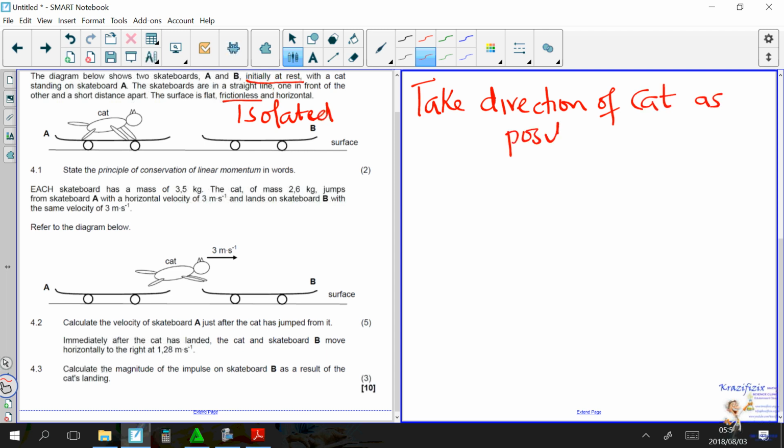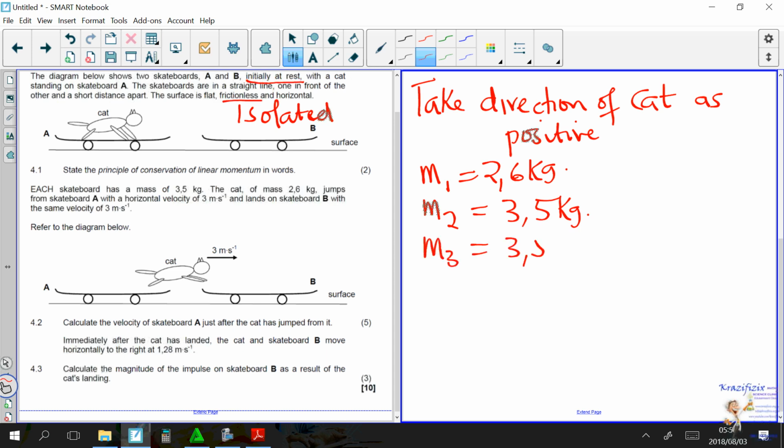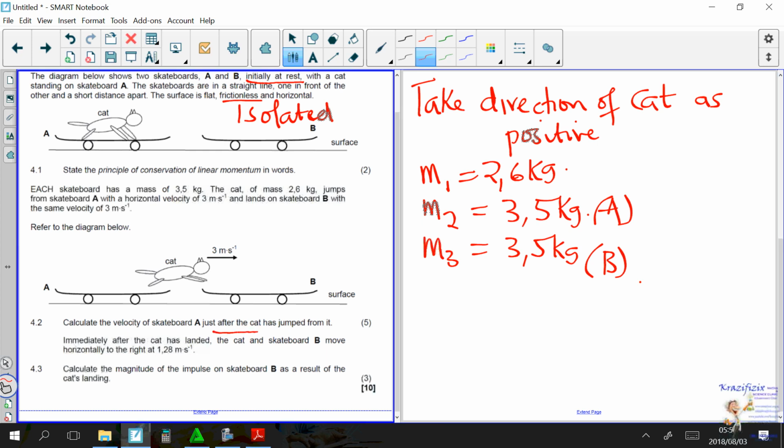Now, let's write the things that we know in this question. We know the mass of the cat, which we can say is m1, and that is 2.6 kg. The mass of the skateboard is 3.5 kg. Remember, there are 2 skateboards, so we just use one for A and one for B. Now this talks about momentum because the cat jumped off.